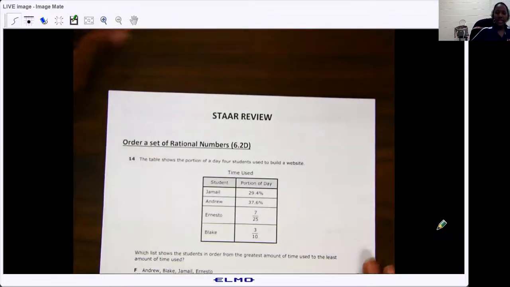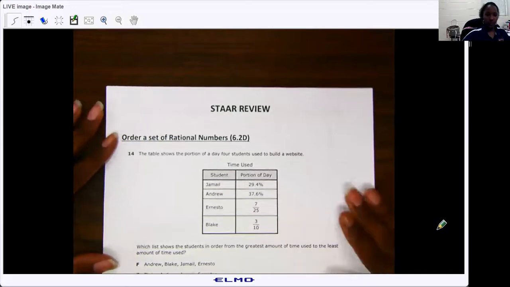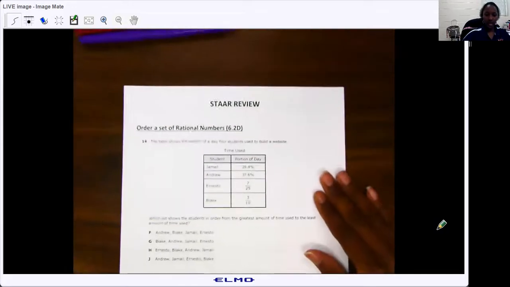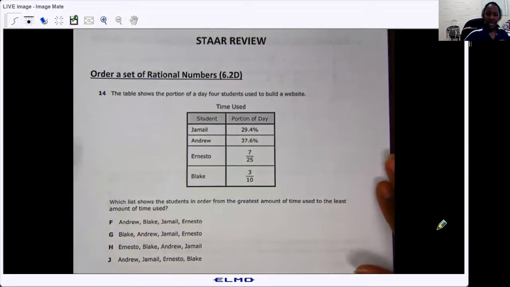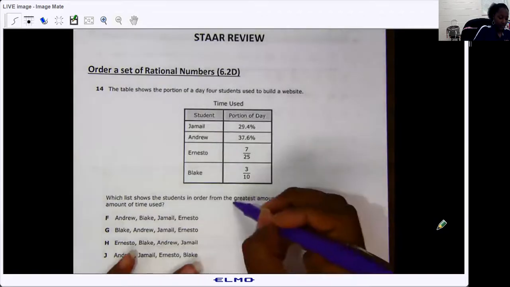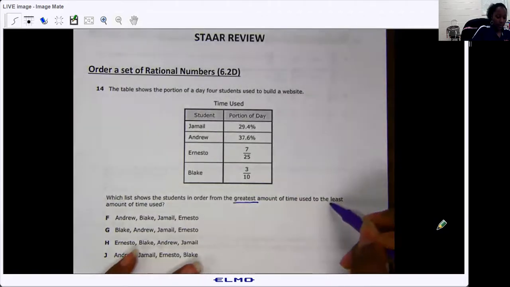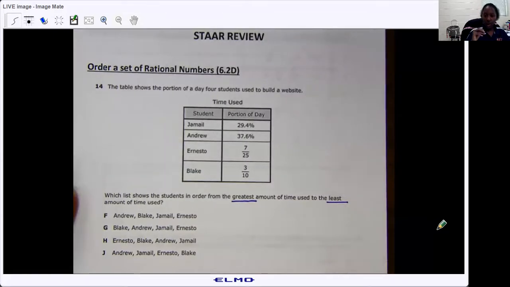All right, let's look at the first TEK that we need to review. Order a set of rational numbers, okay? Let me zoom that in a little bit, looks a little blurry. Oh, wrong way. All right. The table shows the portion of a day 4 students use to build a website. Which list shows the students in order from greatest amount of time used to the least amount of time used? So they want us to go biggest to smallest, okay?